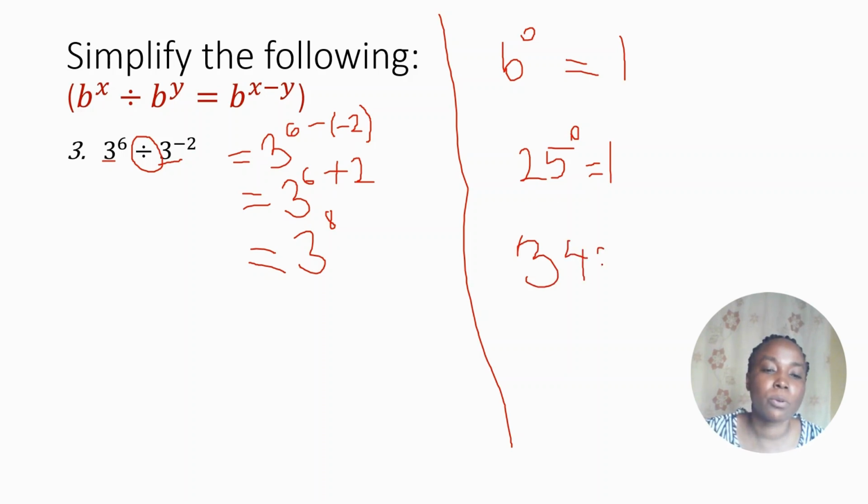If I tell you 348 raised to power 0, you just have to reply me and tell me, oh no, this should not scare me. It's just 1. So it does not matter what the value is. If it is raised to power 0, it is 1.